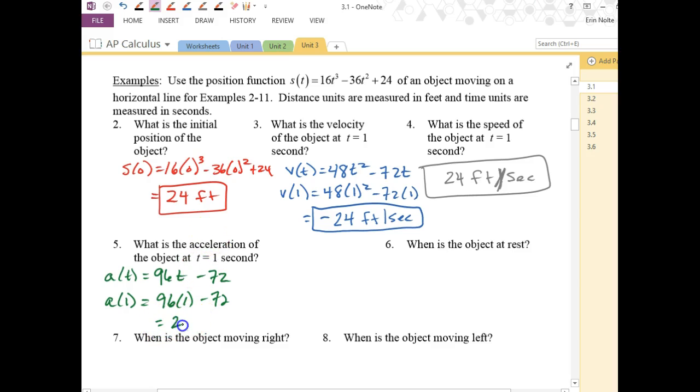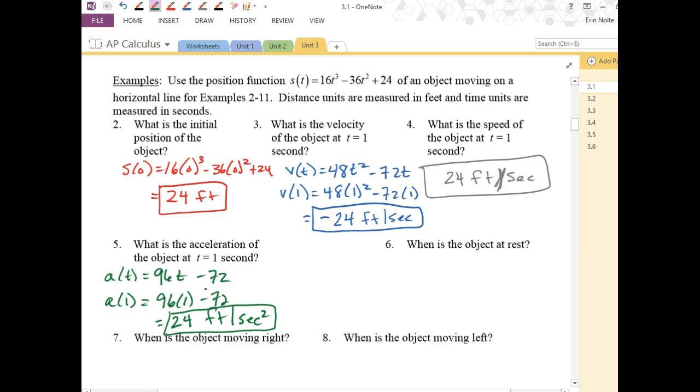I feel like there's an echo. Feet per second squared, because acceleration is, that's not a normal thing to happen, just an FYI. That's true. I don't know why.